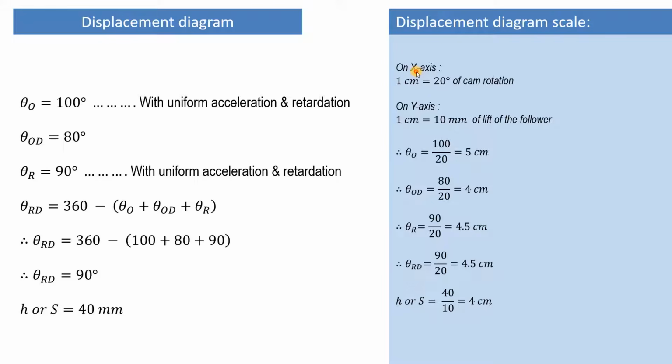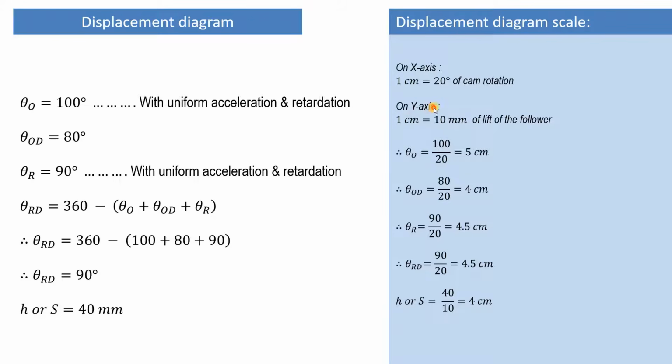Now the scale that we'll choose over here is on x-axis 1 centimeter is equal to 20 degree of cam rotation. So outstroke is of 100 degree, so 100 divided by 20, so that is 5 centimeter. Outstroke dwell is 80 degree, so 80 divided by 20, that is 4 centimeter. Return stroke is of 90 degree, so 90 divided by 20, that is 4.5 centimeter, and return dwell is 90 divided by 20, that is 4.5 centimeter.